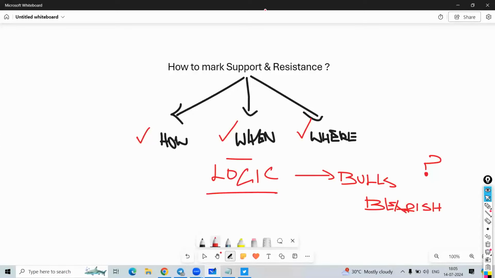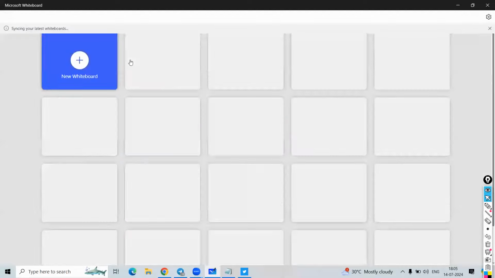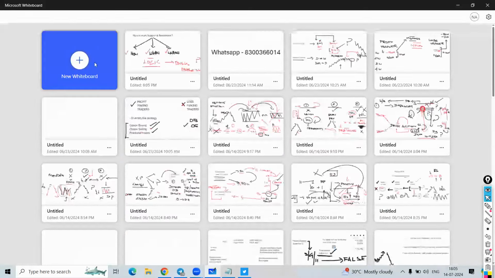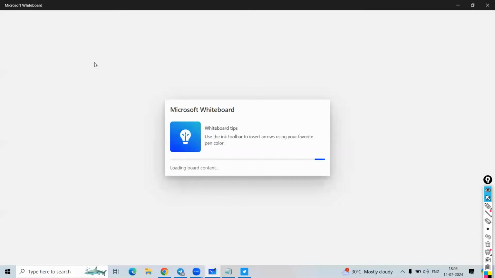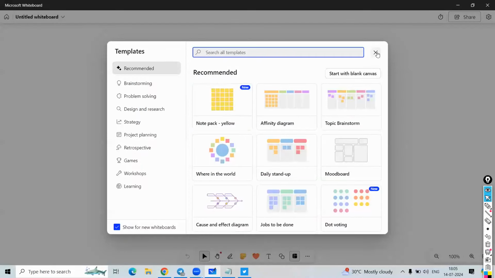I'll explain in detail with the help of the chart, on different time frames. First, this is clear: how, when, and where to mark. You need to have awareness of all these three things. Now let's move on to the next stage, that is time frame: on which time frame more priority needs to be given. I will divide it into two stages specifically. Number one, intraday, and number two, positional and swing.